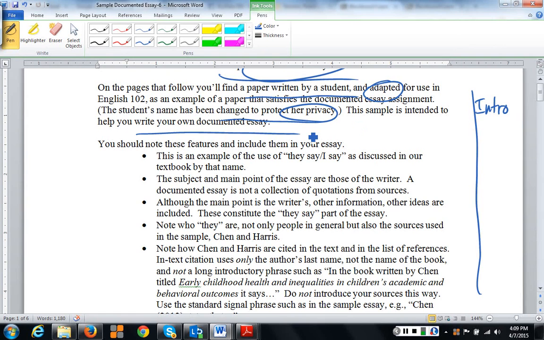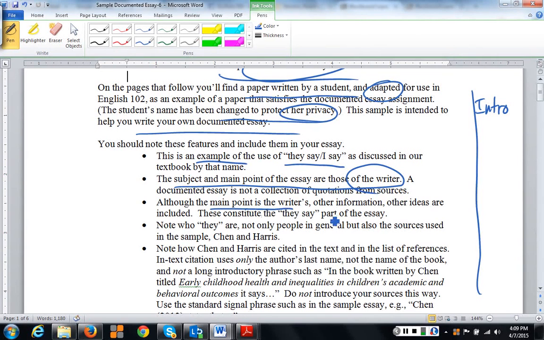Okay, now, we've had a lesson in they say, I say. So the essay here will show you how you might use they say, I say. The subject and the main point in the essay are those of the writer, not of the sources themselves, all right? You, the writer, when you write your essay, you have a point that you want to make about your subject, all right? And we'll see how that works in the sample, okay?